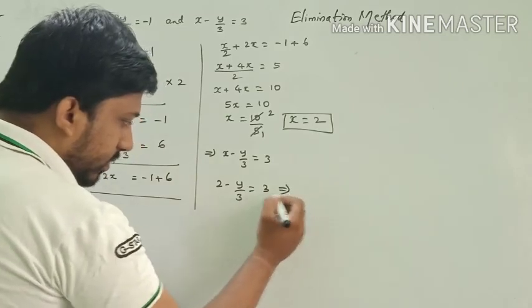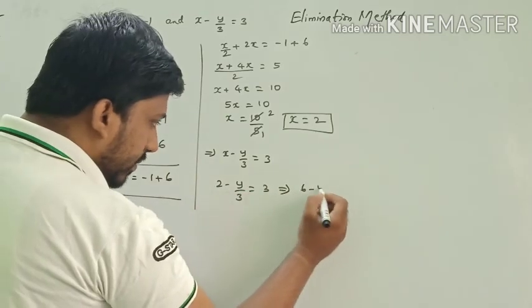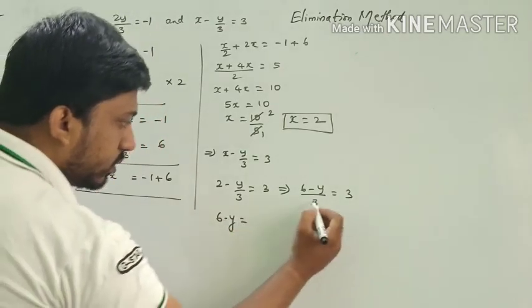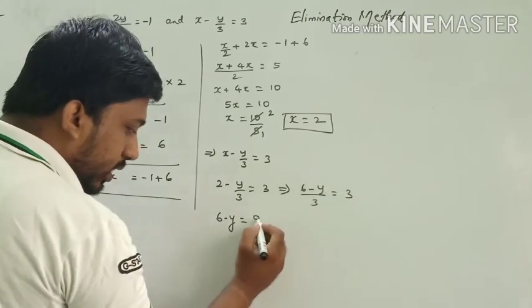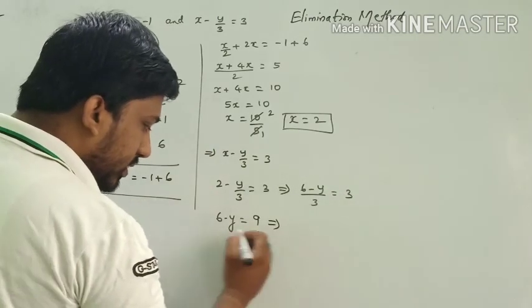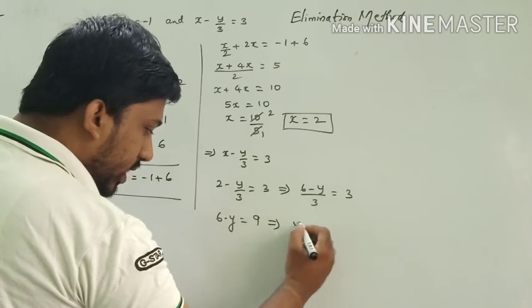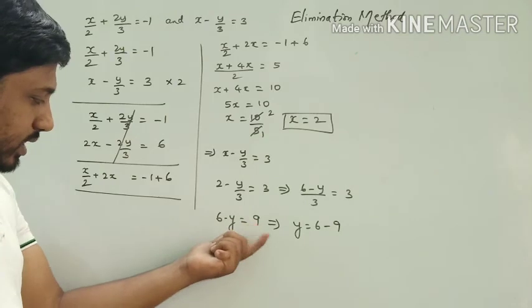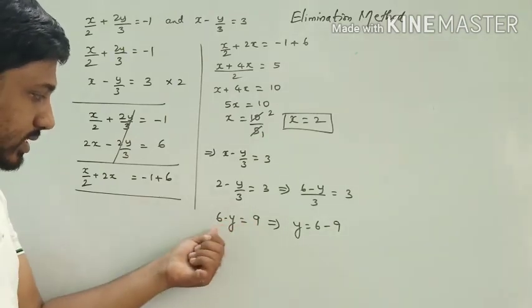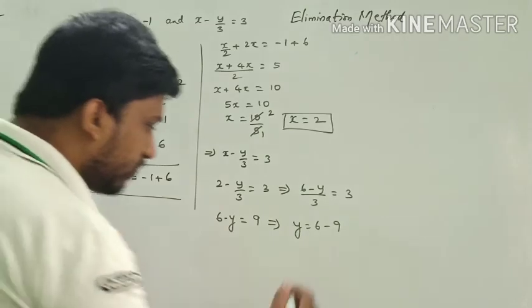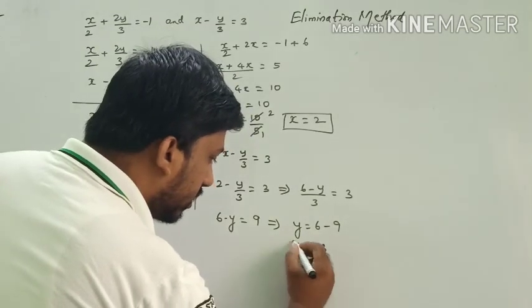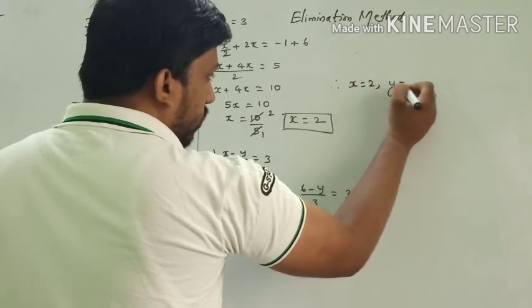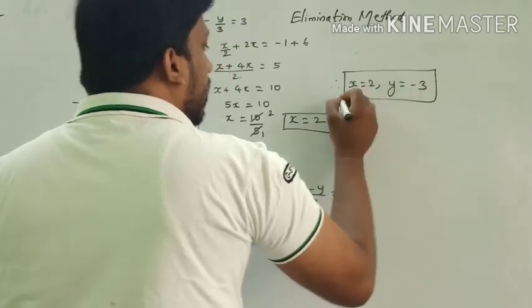Again take LCM. 3 into 2 is 6, minus y over 3, that is equal to 3. So 6 - y = 3 into 3. This 3 I am going to take that side. It becomes 9. So that implies this minus y goes this side, which means y = 6 - 9. So this plus 9 comes this side, minus y goes that side and 6 remains as it is. So 6 - 9, so y = -3. Therefore, we got x = 2 and y = -3 in this pair of linear equations.